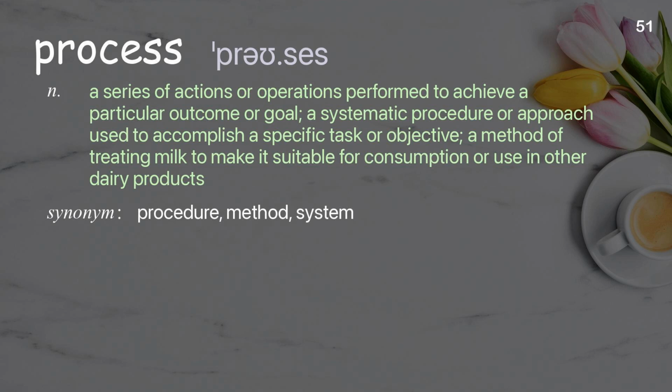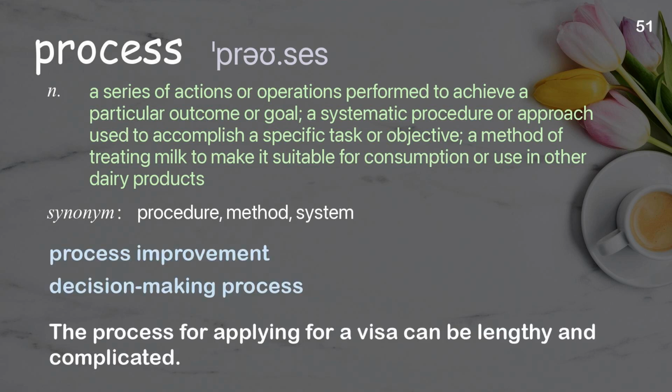Process: A series of actions or operations performed to achieve a particular outcome or goal, a systematic procedure or approach used to accomplish a specific task or objective, a method of treating milk to make it suitable for consumption or use in other dairy products. Examples: Process improvement. Decision-making process. The process for applying for a visa can be lengthy and complicated.